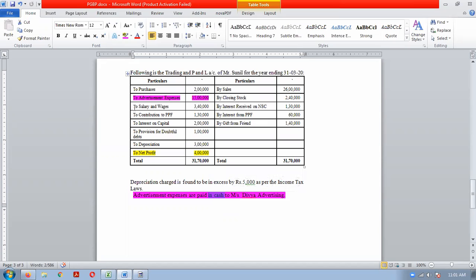Now next, salary and wages, whether related to business or personal expenditure. To run a business, you will have to employ persons. So for them, you will have to pay salary. So salary and wages is a business expenditure and it is properly debited in profit and loss account. So no adjustments. Contribution to PPF related to business. So it is a business expenditure.